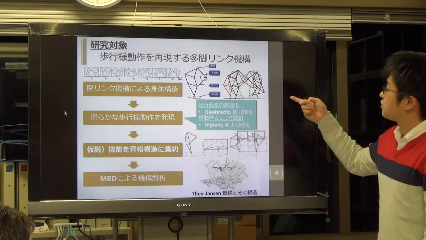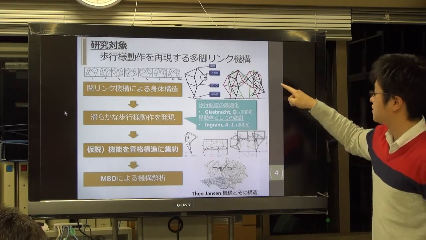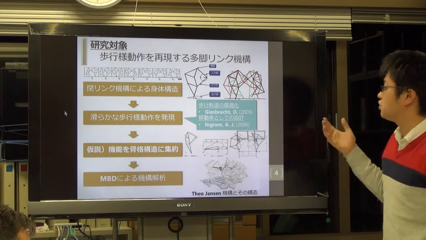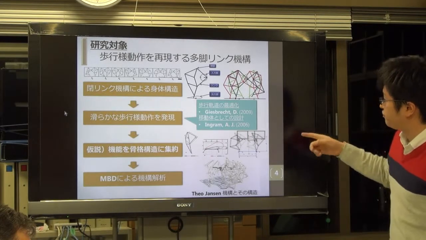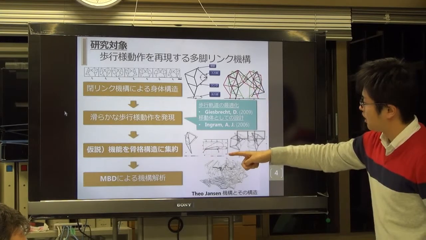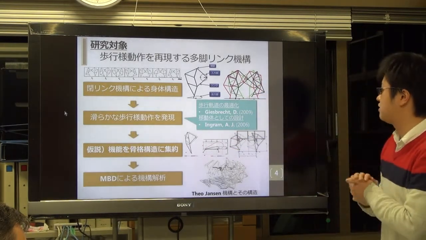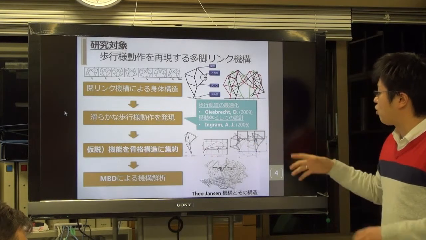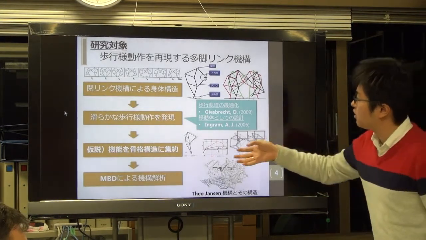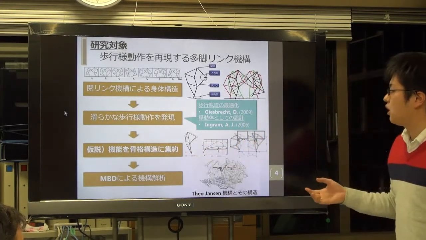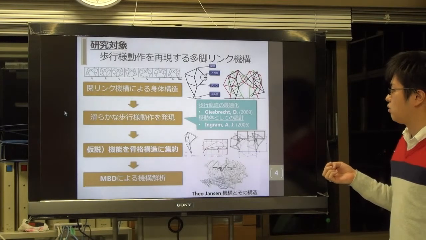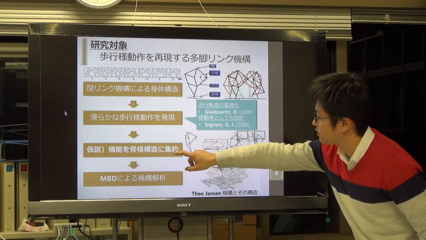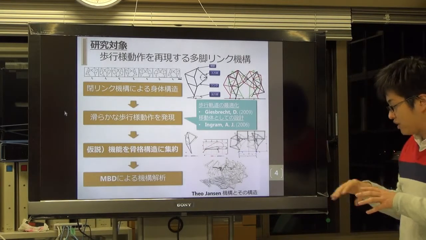That's why I focus on the closed mechanical linkage. This is the Theo Jansen mechanism. This closed link mechanism obtains a smooth walking pattern. One group focused on that mechanism and optimized its orbit, and another group focused on the more engineering side. However, no one has focused on the function of the structure of the mechanism. So that is my hypothesis. We need to investigate the structure of the mechanism more seriously.